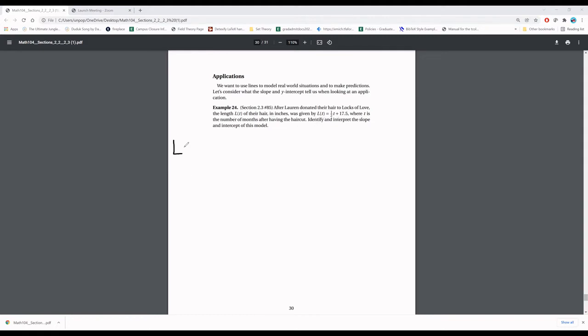We're given this model. We called it L of t. I assume L means length of Lauren's hair. It's 1/2 t plus 17.5. So we want to identify both the slope and the intercept. Well, the slope is always the multiplier on the independent variable. What's the independent variable? Well, you look into the parentheses. Aha, independent variable is t. What's the coefficient of t? Coefficient of t is 1/2. So slope here is 1/2.